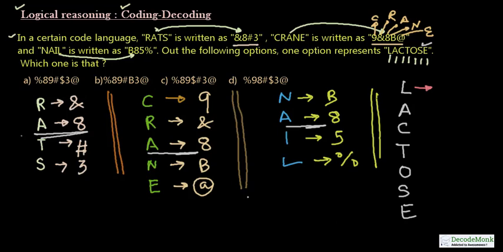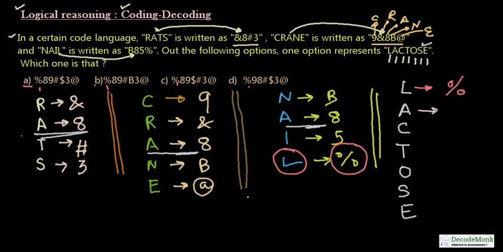So L is represented by, where is L? We can see that in the word nail we have got one L, and L is represented by percentage. So L is percentage. Now let us see the options. We have got percentage, percentage, percentage, percentage, percentage. So still we cannot figure out which one is the right option, because there is percentage for the very first letter in all the options. Parallelly you should check the options also.